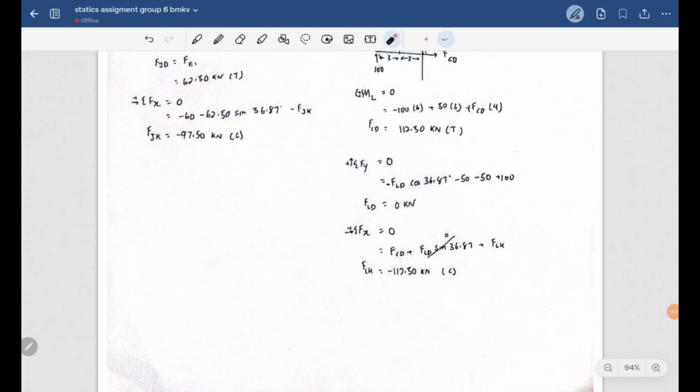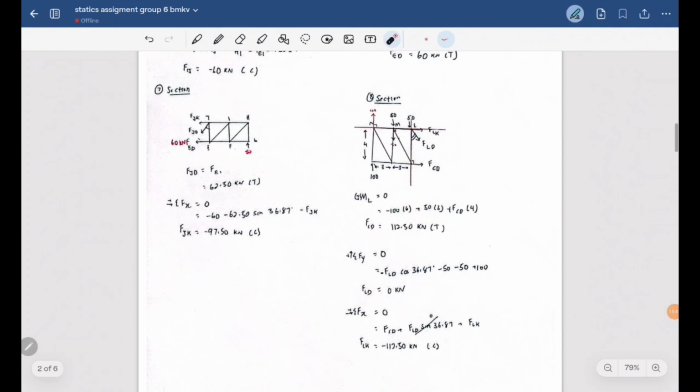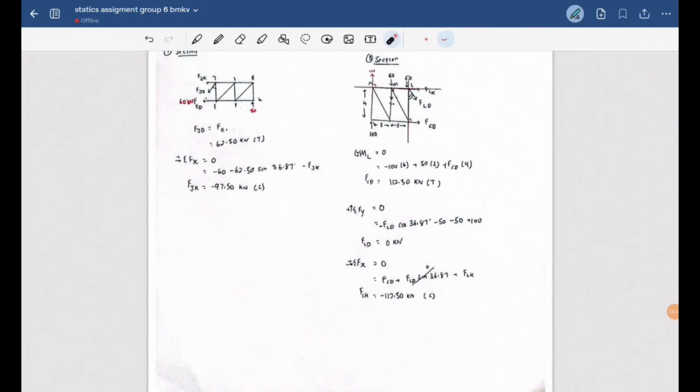And we got FLK equal to negative 112.50 kN, compression. So it will look like this. Alright, so that is the halfway of the calculation.